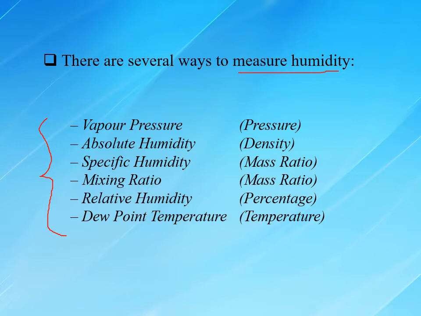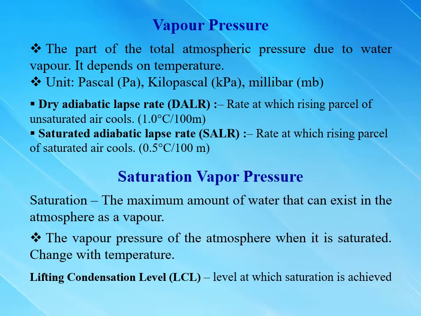So firstly, the vapor pressure. Vapor pressure is the pressure which is exerted by the water vapor within a given amount of atmosphere. So in a package or volume of atmosphere, there is some water vapor. Now this entire atmosphere has some pressure. Within that total atmospheric pressure, the part of the pressure which is produced by the water vapor is known as vapor pressure. The unit by which it is expressed is generally Pascal or kilopascal or millibar.